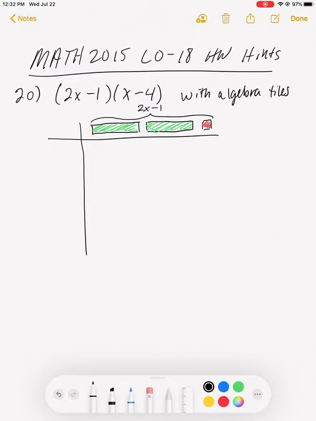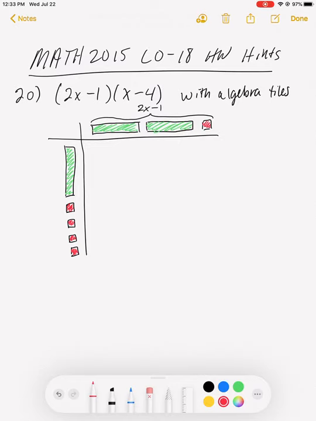The next one we're going to do is x minus 4 factor along the vertical. So we need a positive x bar drawn here. Color that one green. And then the subtract 4 means 4 negatives. 4 negative little squares here: 1, 2, 3, 4. They're going to be colored red because they're negative.